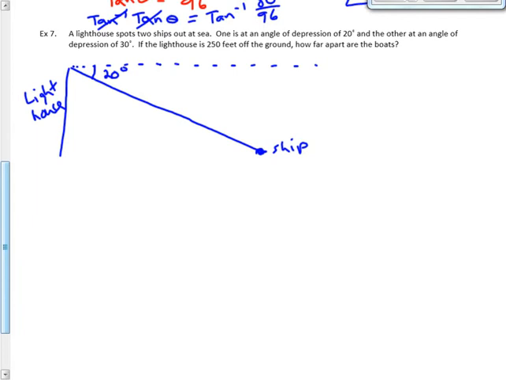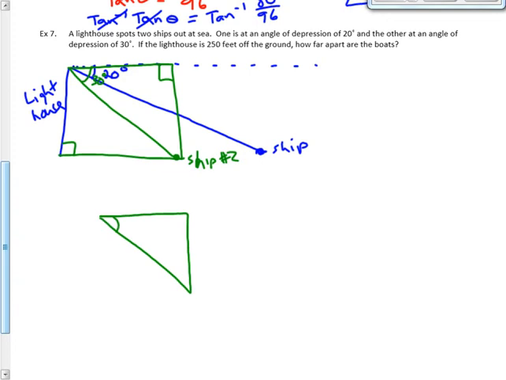The other ship that it sees is at an angle of 30 degrees depression, so it's a little bit farther past that, and I've got ship number 2 out here, and that angle there is 30 degrees. Okay, so what ends up happening is that my triangle that I'm making actually is this triangle right here, with the fact that if I were to connect this whole thing, I have some parallel lines in here and some congruent triangles.